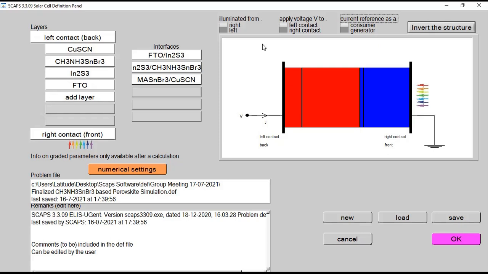So can you please explain the interface, how to add? Okay, what is the actual question? Kindly repeat. You are asking how to add interfacing layer or interfacing defects. Adjacent to these layers, there is another layer, FTO and indium sulfide. Indium sulfide, something. Yes. Please explain how to add. Okay, so how to add data here?